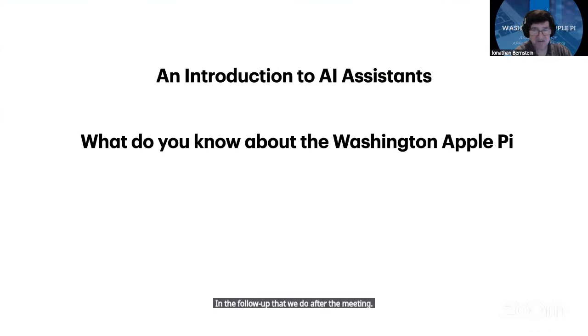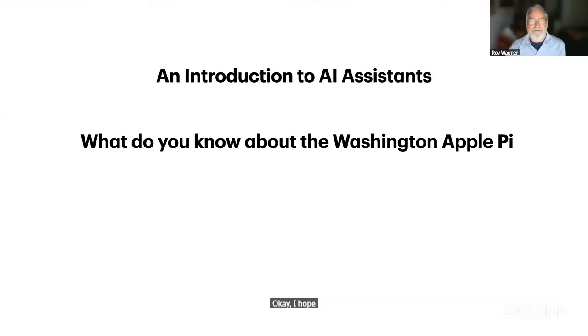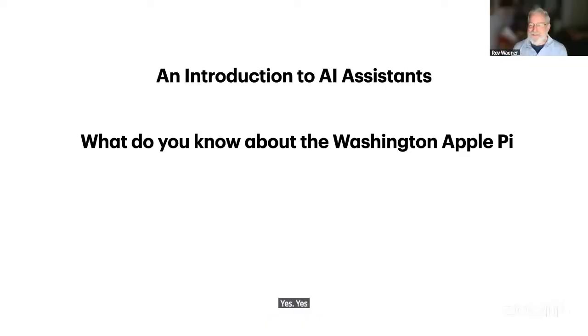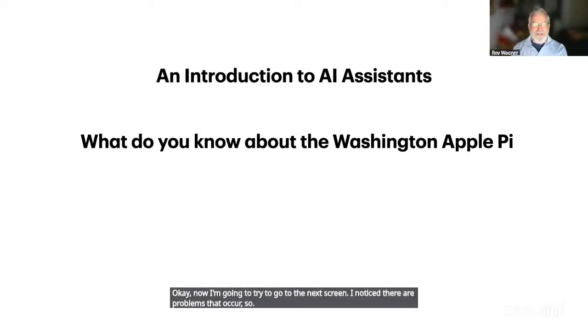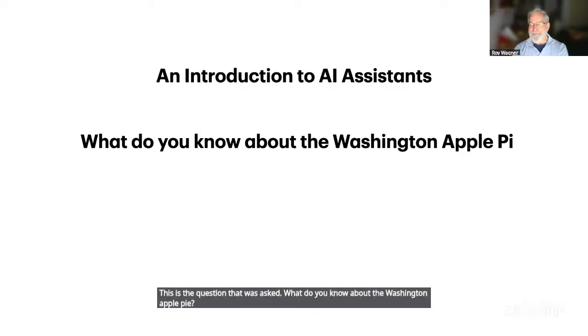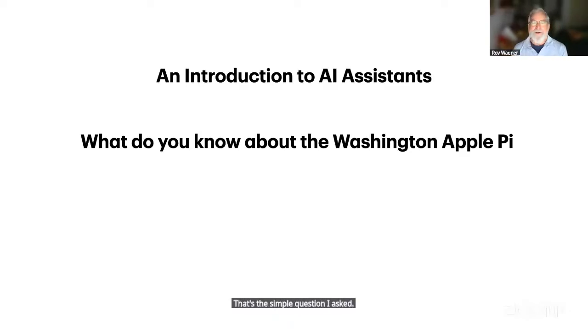Take it away, Roy. Okay, I hope everybody's seeing the introductory screen. Are you seeing an introduction to AI assistance? We sure are. Okay, now I'm going to try to go to the next screen. I noticed there are problems that occur. So this is the question that was asked: What do you know about the Washington apple pie? That's the simple question I asked 3 AI assistants.